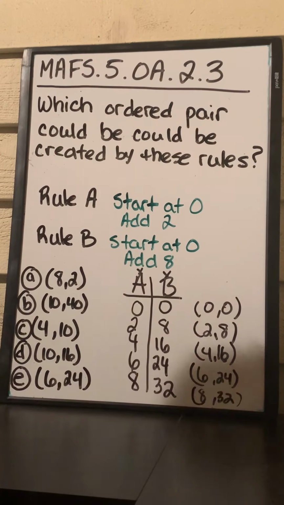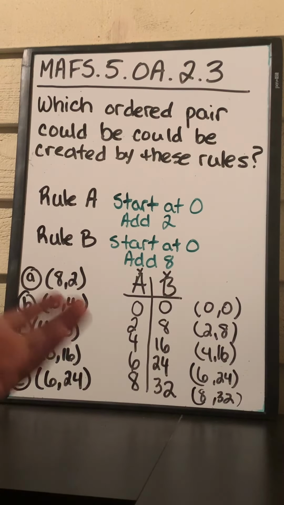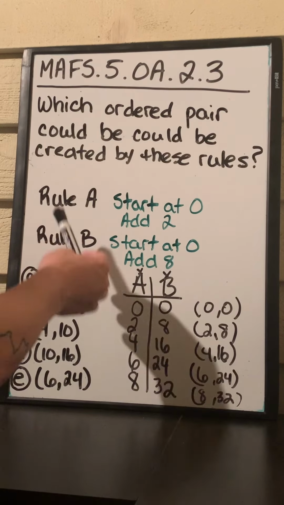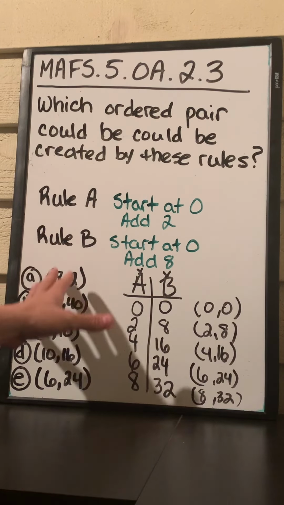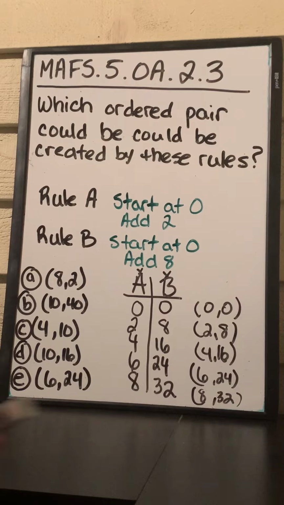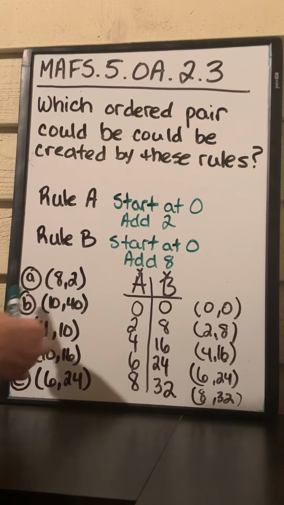Now, I made this example because I think it's very important to know that order matters. So we're going to look and see which of these choices here would be part of these 2 rules. So which ordered pair could be created by these rules? So if I look here, I have these choices.